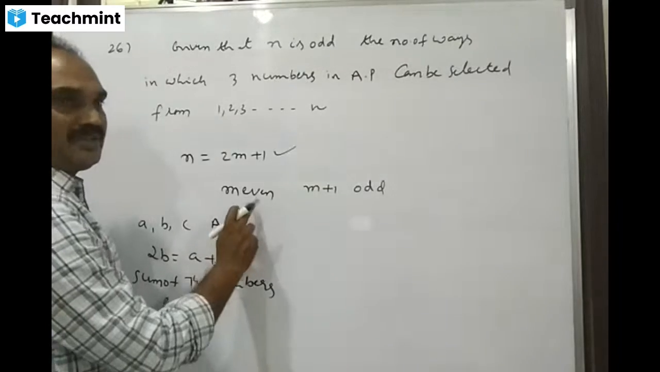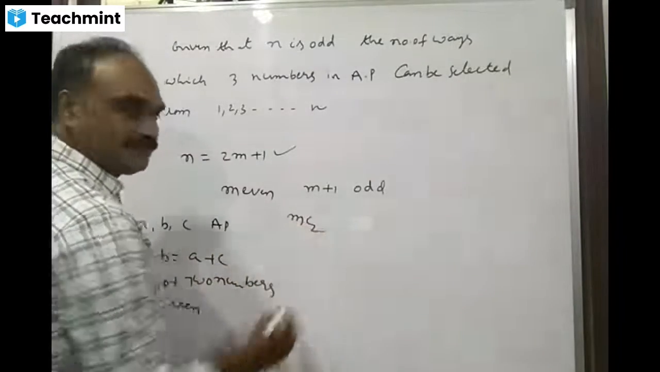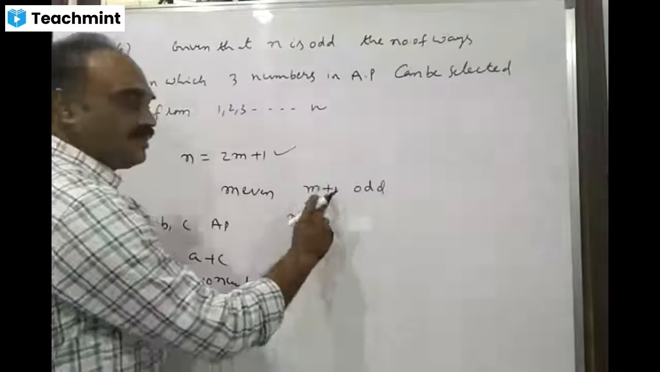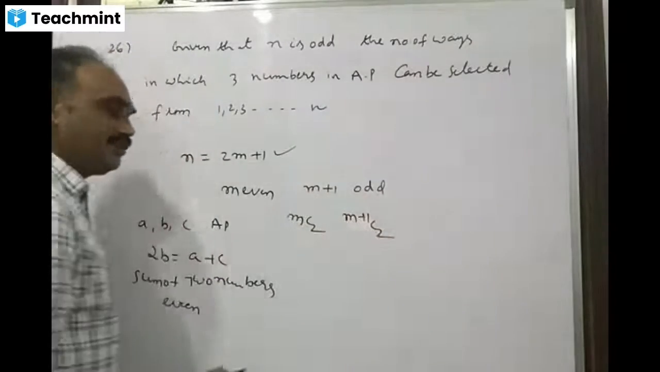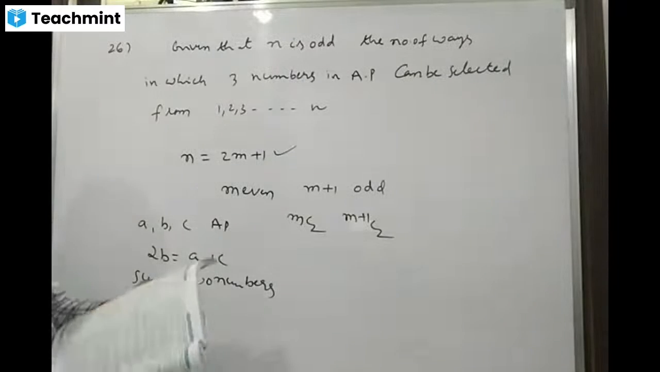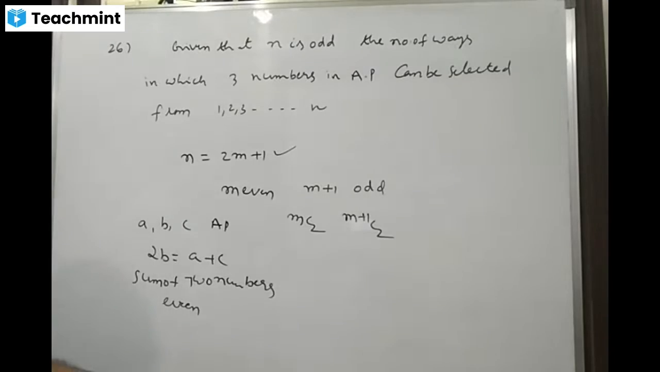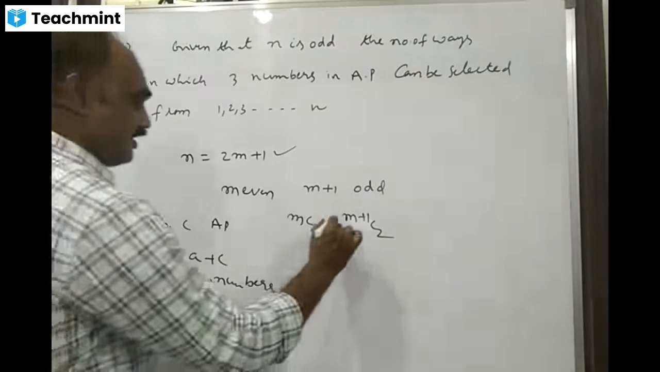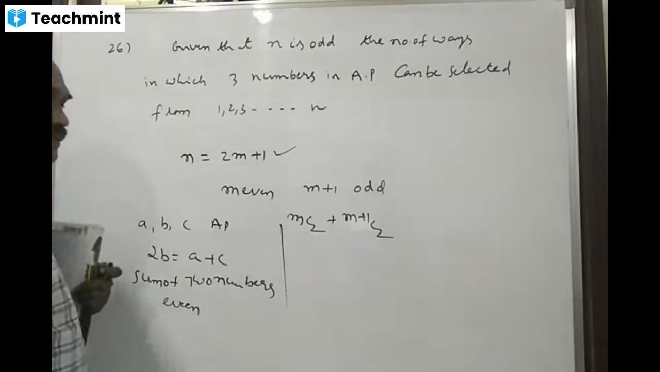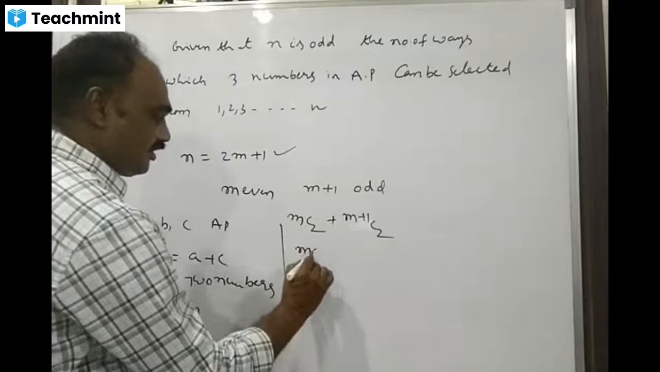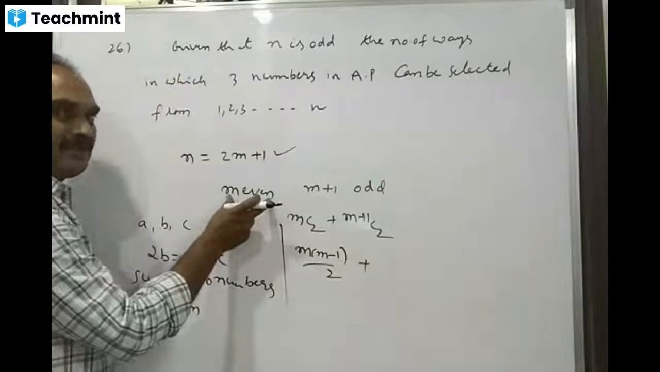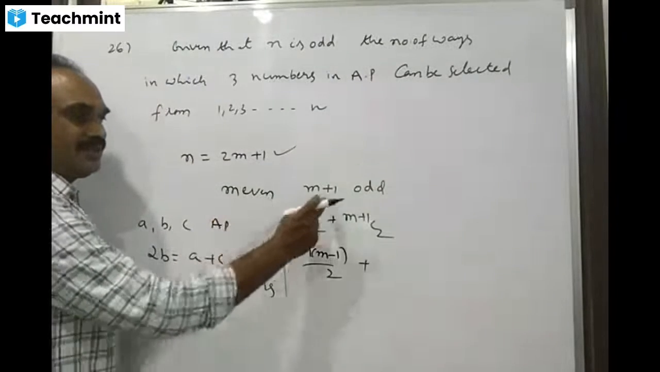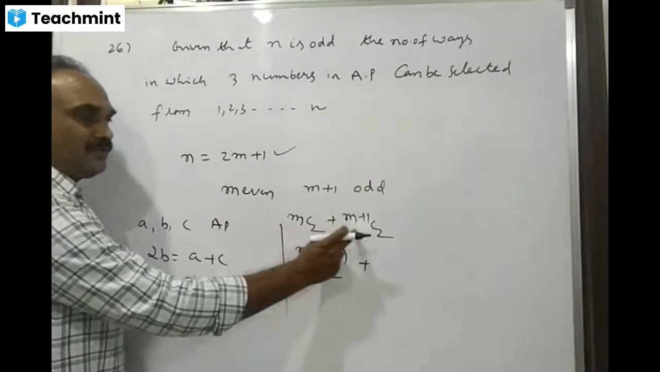Here there are m even numbers, so select two even numbers: mC2. Next, there are m plus 1 odd numbers. Select two numbers: m plus 1 C2. So mC2 plus m plus 1 C2. Okay, friends, mC2 is equal to m into m minus 1 by 2, plus, so out of the even numbers, select two even numbers, mC2, and out of the m plus 1 odd numbers, select two odd numbers, m plus 1 C2.